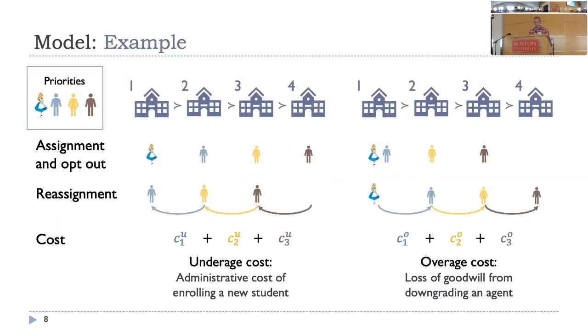So to tie this back to our model, in the first example that we showed, we actually have a chain of underage movement, underage cost. You can think of this as the administrative cost of enrolling a new student. Maybe you have to do this paperwork, maybe you have to contact the parents, maybe you have to spend more time on this process. And the overage cost is usually the loss of goodwill from downgrading an agent. You'll be very upset if you got something less good than your initial assignment.